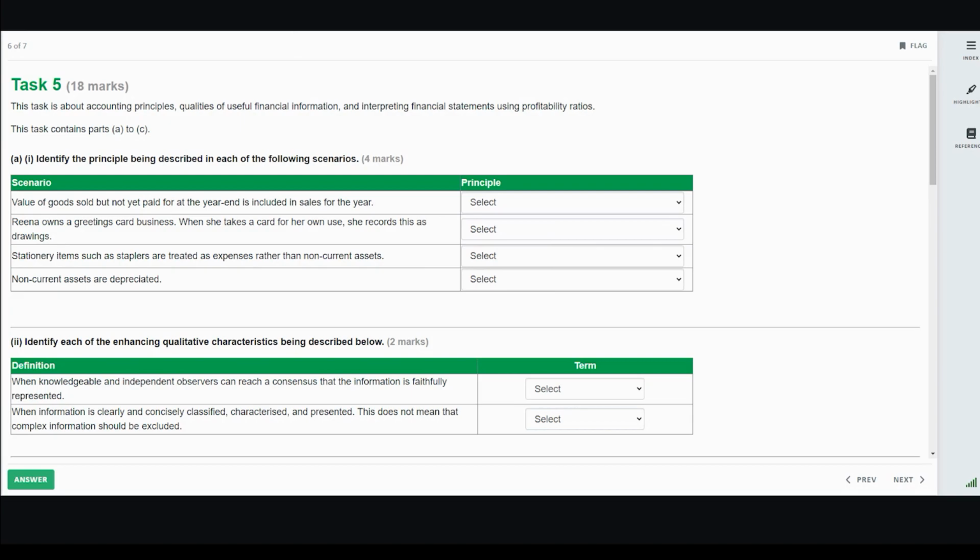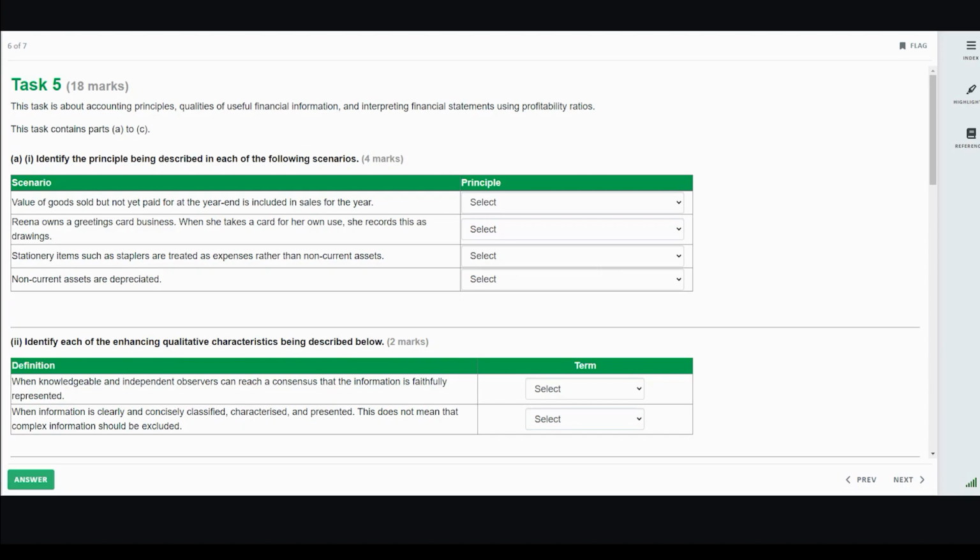Task 5, AAT Practice Assessment 1 for preparing financial statements. So this first task, 5A.1, asks us to identify the principle being described in each of the following scenarios.